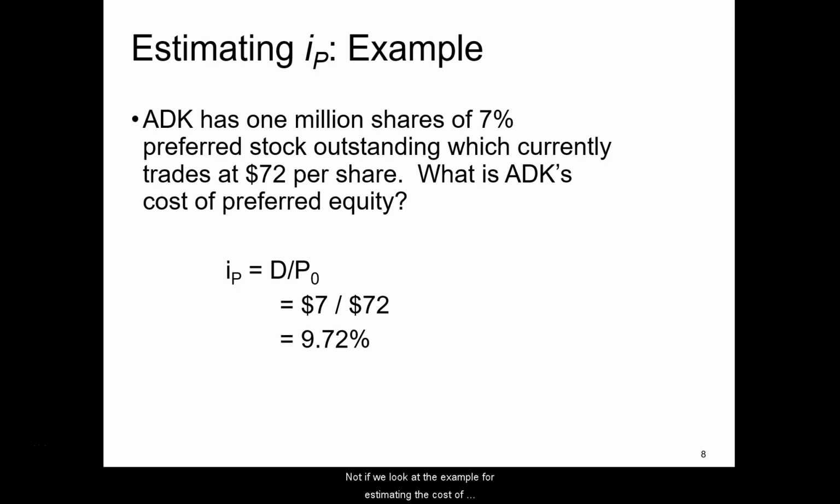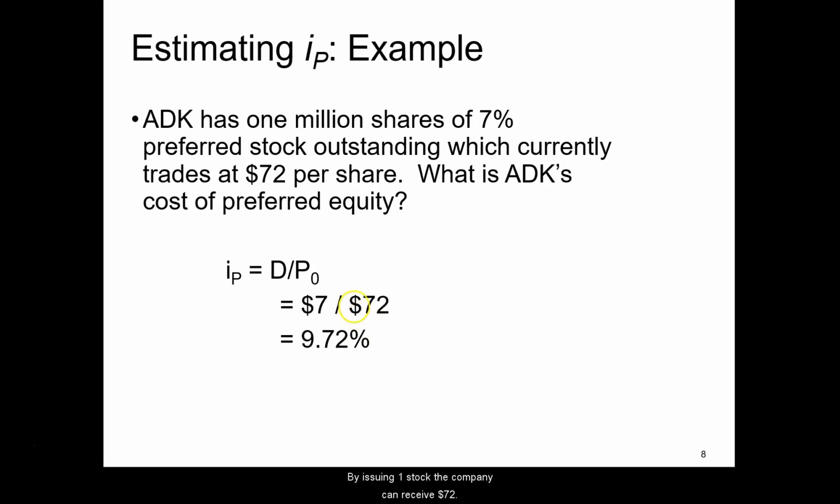Now if we look at the example for estimating the cost of preferred stock, we have a company that has a 7% preferred stock outstanding and currently trades at $72 per share, so P is 72. Usually when we say 7% preferred stock, we assume a par value for the preferred stock of $100. So 7% multiplied by 100, that's $7 per preferred stock every year as a preferred dividend. So 7 divided by 72 gives us a 9.72% cost of preferred stock.